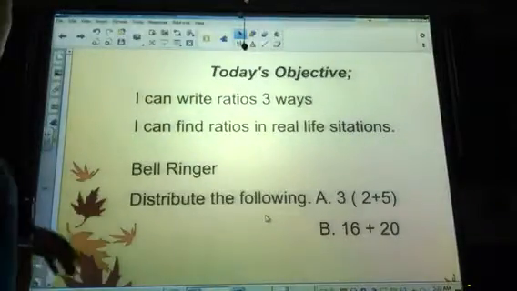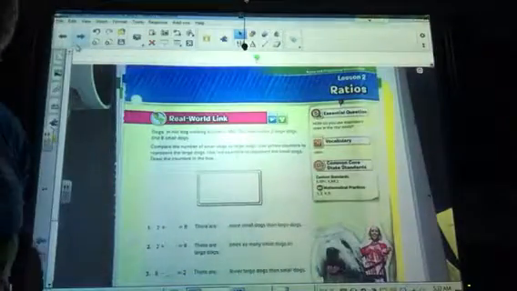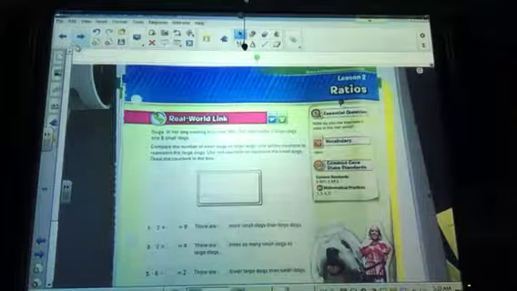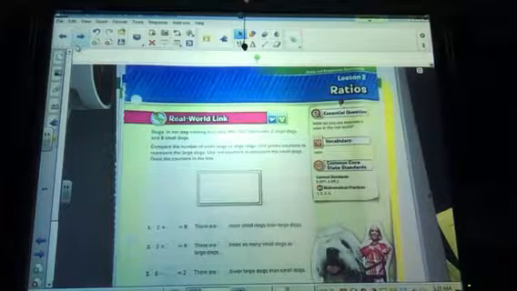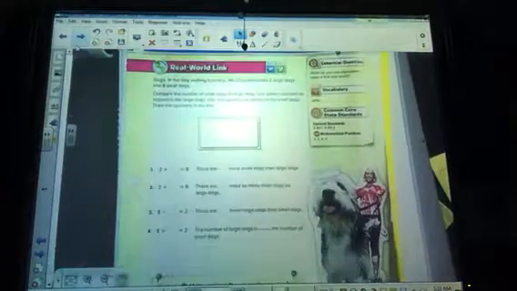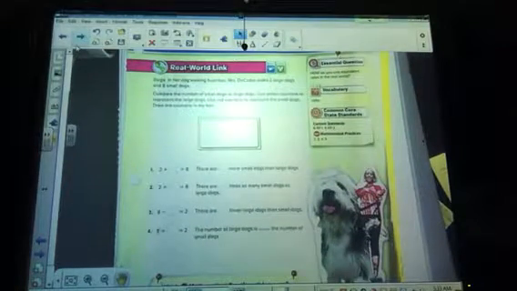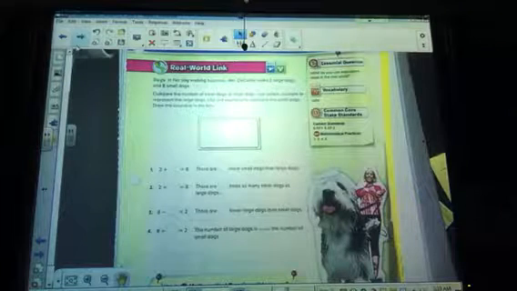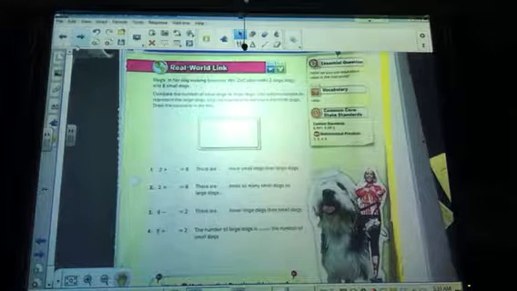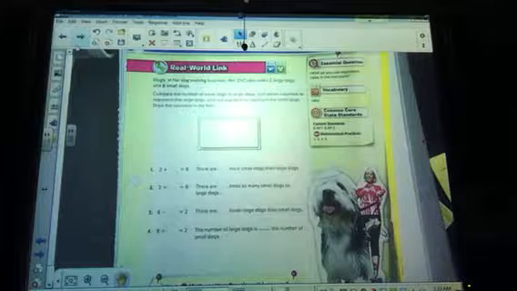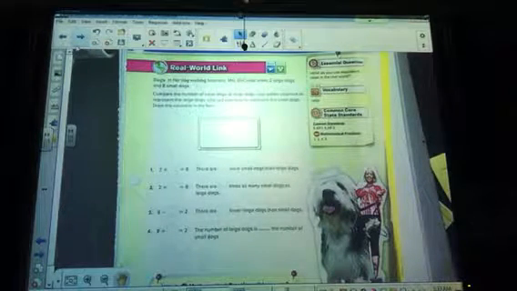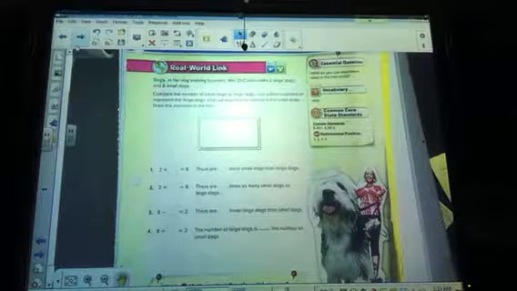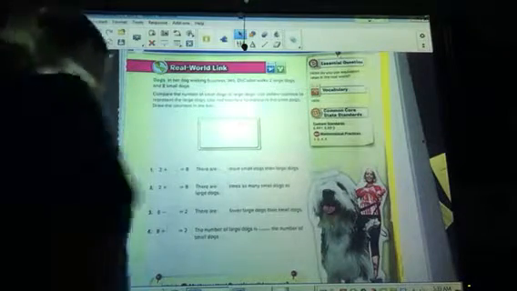All right, you should have your Glencoe book open to the very first page, lesson 2, page 19 of your book. We're going to start with a real world link. Our real world link talks about dogs. In her dog walking business, Miss DeCarbo walks 2 large dogs, 8 small dogs. And they want us to compare the number of small dogs to large dogs. And it's saying use yellow counters to represent large dogs, red counters to represent small.